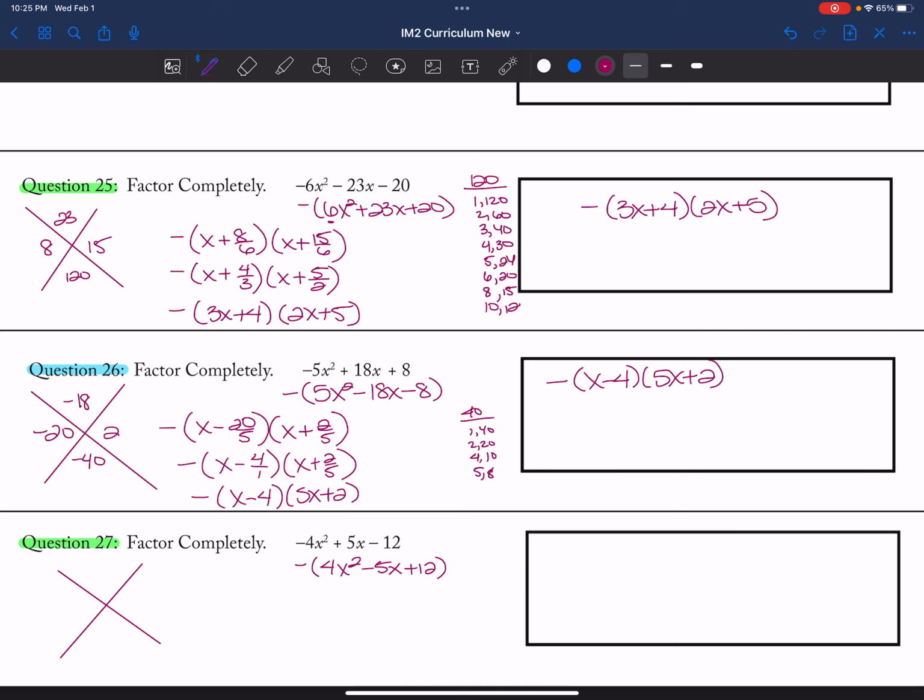Okay, so that gives me a negative 5 in the top and 48 in the bottom. So 1 and 48, 2 and 24, 3 and 16, 3, 4, and 12. Oops.